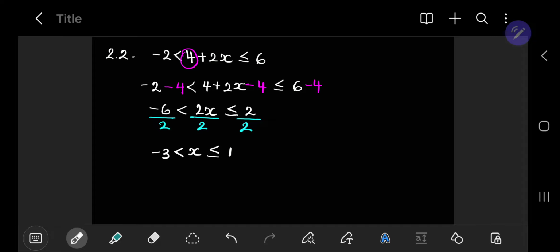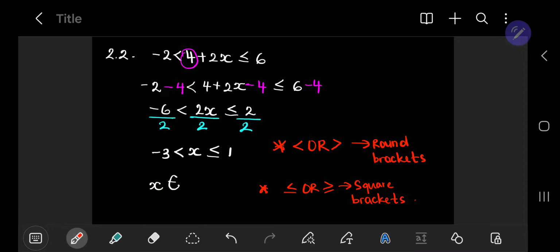Interval notation uses brackets instead of inequalities. And since we are representing x, we're going to say x is an element of. What does element of mean? It means that these are the values that represent x. Now here's the thing. When it comes to interval notation, I need you guys to please remember this. If you have a less than or a greater than, it's represented by round brackets. But if you have less than or equal to or greater than or equal to, that is represented by square brackets.